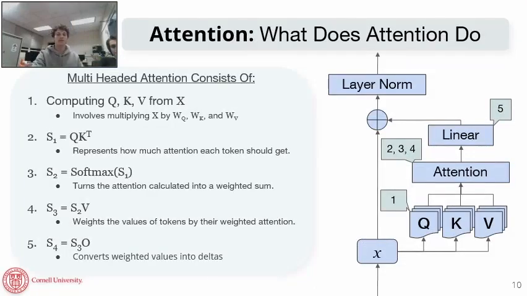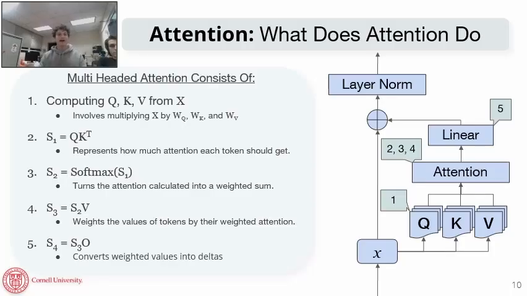So what does multi-headed attention actually do? It starts by computing the query, key, and value matrices from the input matrix X. Then, once it has these matrices, it does a QK transpose matrix multiply. This represents how much attention each token should get. Then that is passed into a softmax function, which basically turns this attention into a calculated weighted sum. The output of this is then matrix multiplied with the value matrix, and this applies the values of tokens by their weighted attention. This is now finally passed through another matrix multiply, which takes this from a single-headed low-dimensional space to the full d-dimensional space.